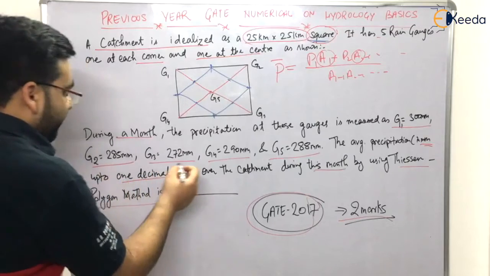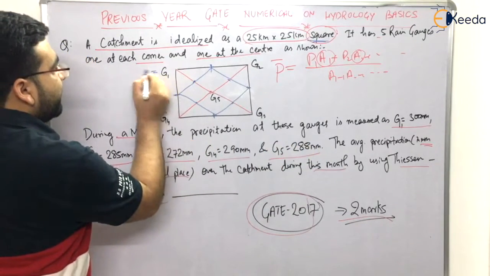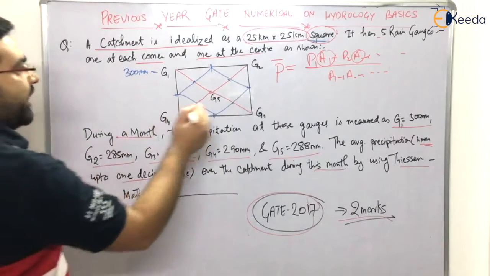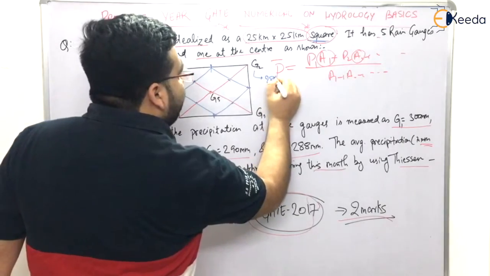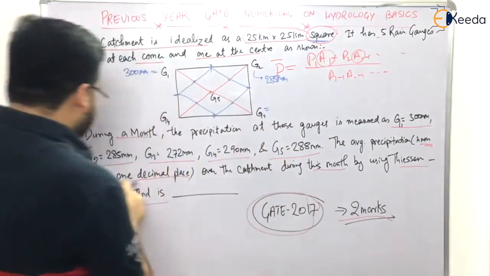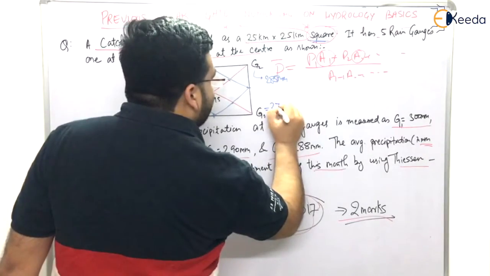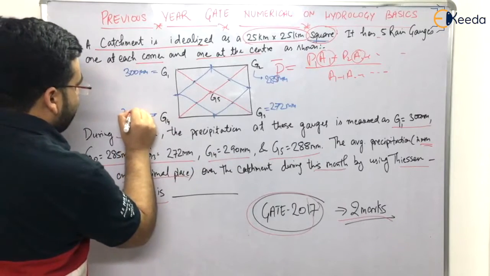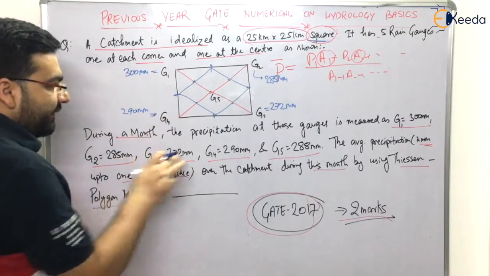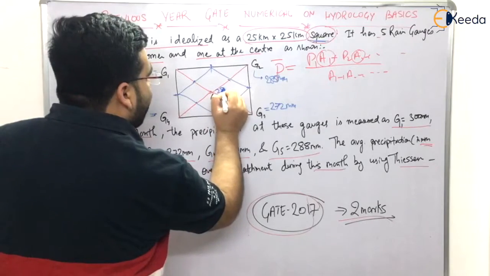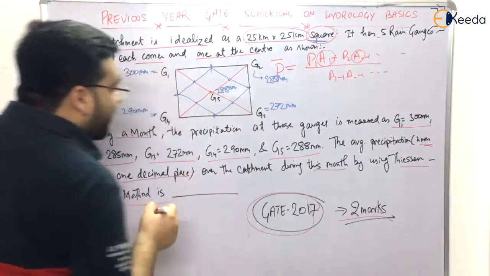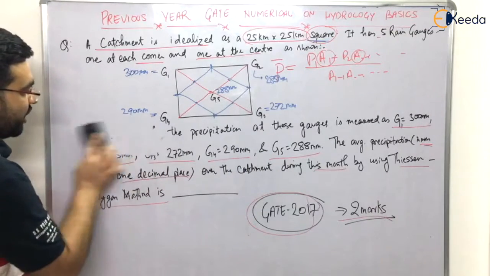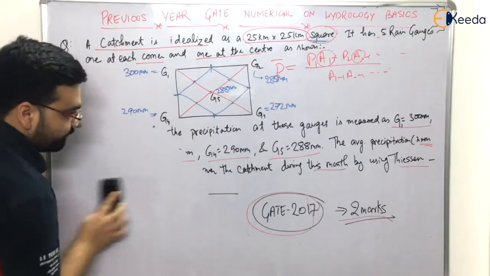Let me write it here. For G1 it is 300 mm. For G2 it is 285 mm. For G3 it is 272 mm. For G4 the precipitation is 290 mm. And for G5 the precipitation is 288 mm. Now let me rub this because it is not required now, so that we can solve the numerical.